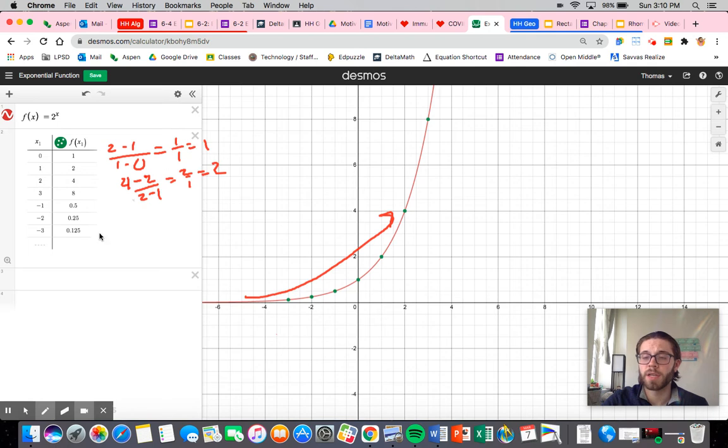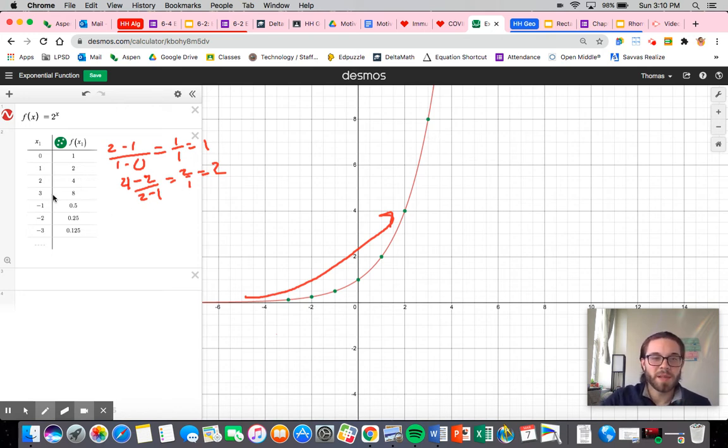My rate of change is not constant. It depends on which points I am plugging in. And in fact, as you get further and further along and get bigger and bigger x values, my rate of change is actually increasing. Well, it's increasing exponentially, right?